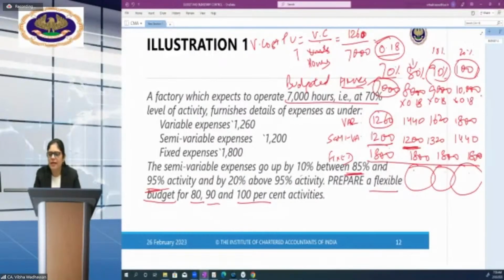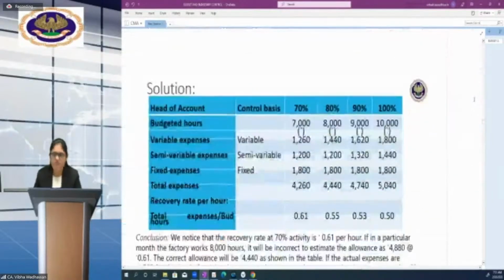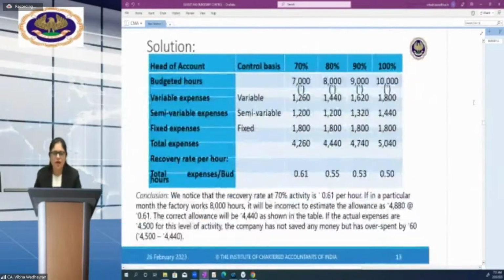All right. Can you give me the total cost at 80%? Can anybody give me the total cost at 80%, 90%, 100%, whatever you have calculated, or even for 70%, if the company expects to operate at 70% level of activity? Any one of you? Has anybody calculated the total cost? Or let me see. I've got the solution also. Okay, so this is the solution we have.